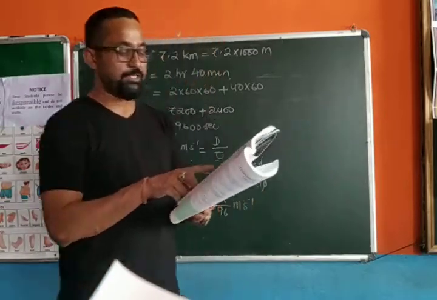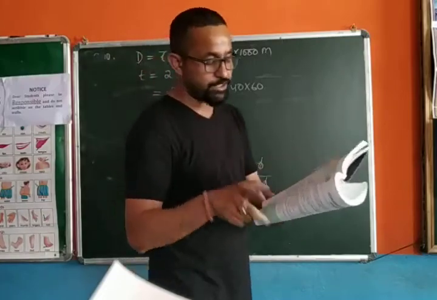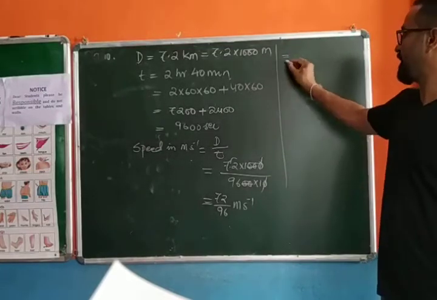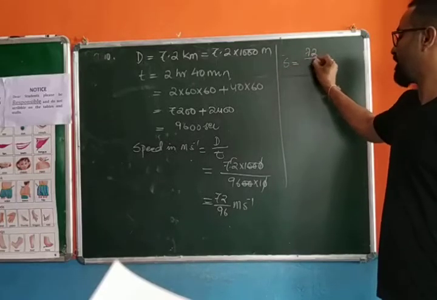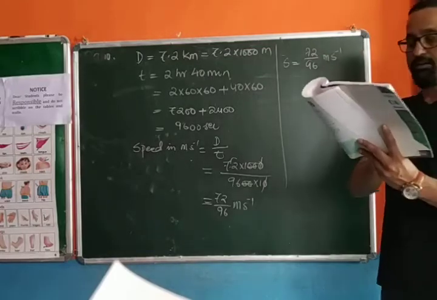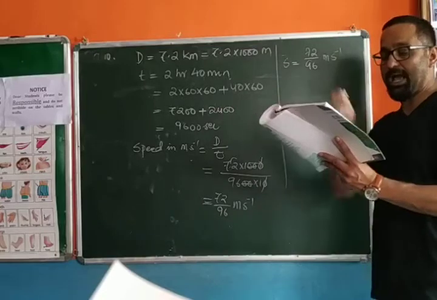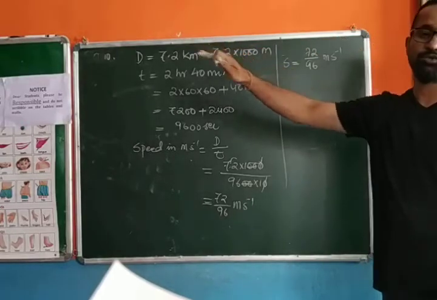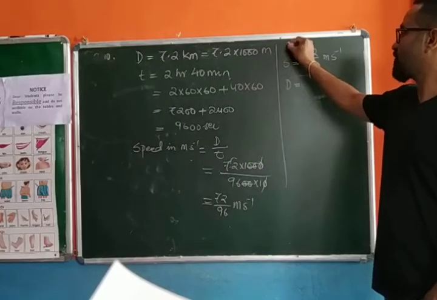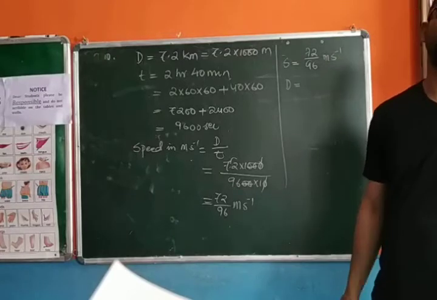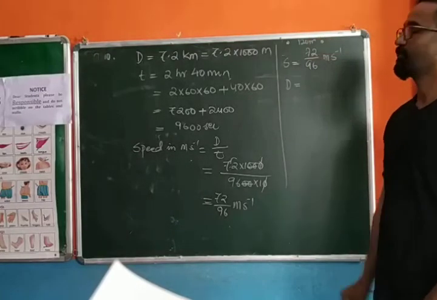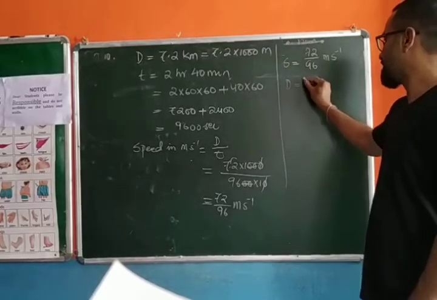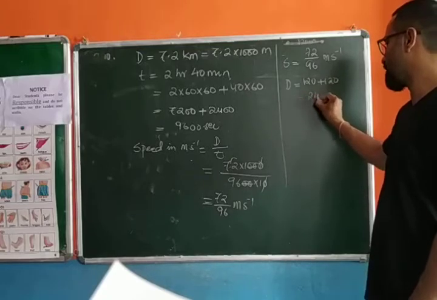Then the question says, second part, with this speed, he goes to his school 240 meter away. So we take the same speed. Speed is 72 divided by 96 meter per second. Distance is given and then he returns back, how much time does he take? So he is going to school and returning back, so total distance covered. Distance of school from his house, in the book it is 240, I'll change it. Let's take it as 120 meter. He covers 120 meter while going to school and 120 meter while returning. So total distance is 120 plus 120, which is equal to 240 meter.